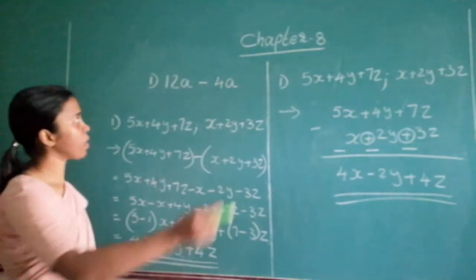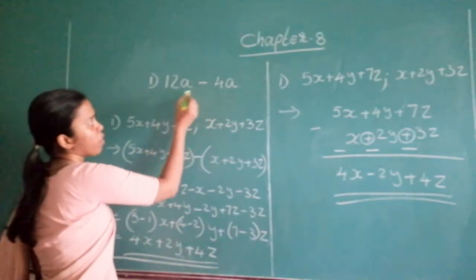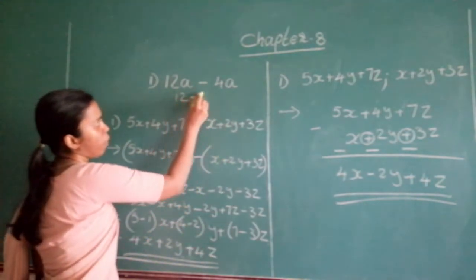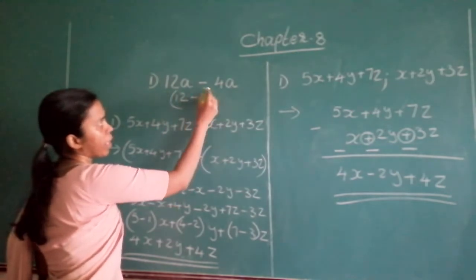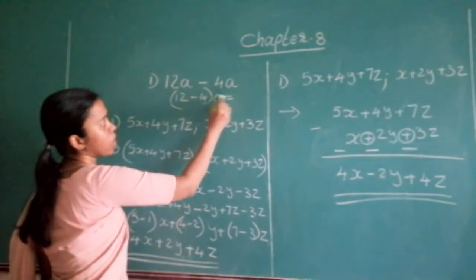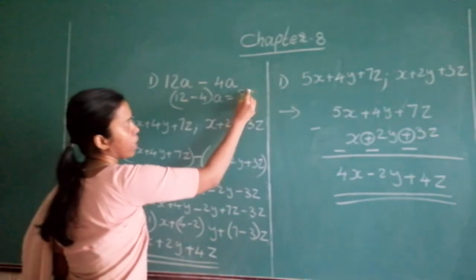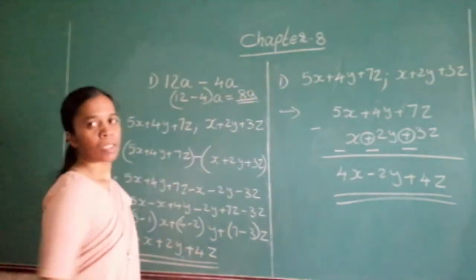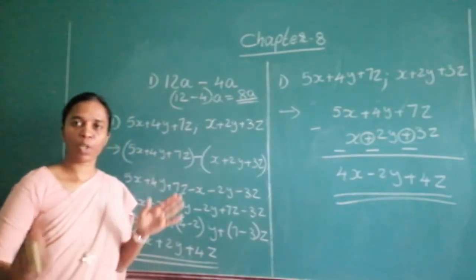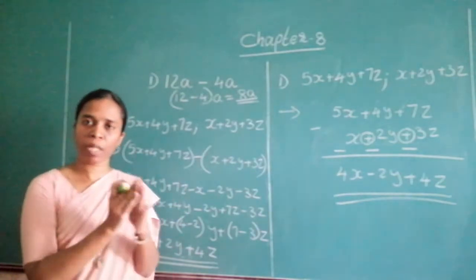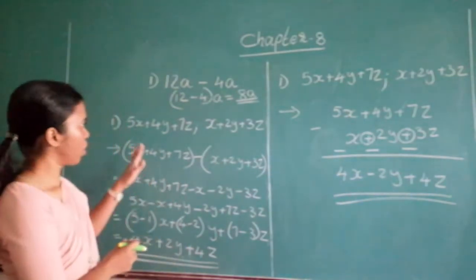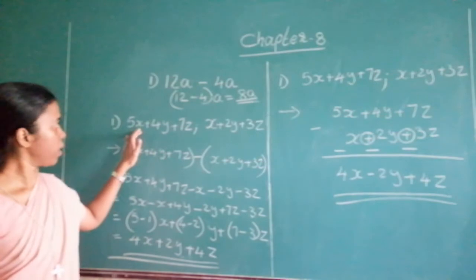How do I solve it? Bring the coefficients together. That is 12 minus 4. I get 8. This is the basic thing. You have to only bring the like terms together and do the operation. Okay? Now, I have the first question.